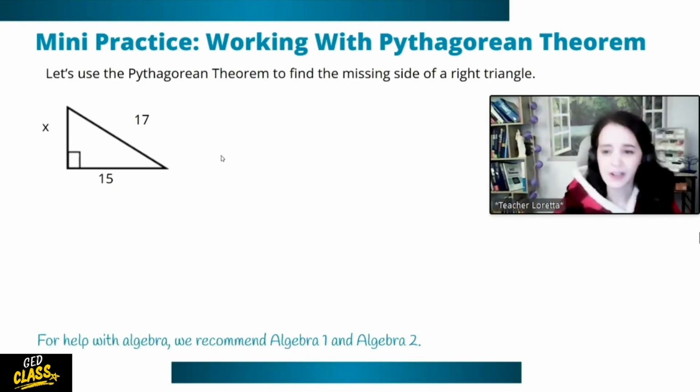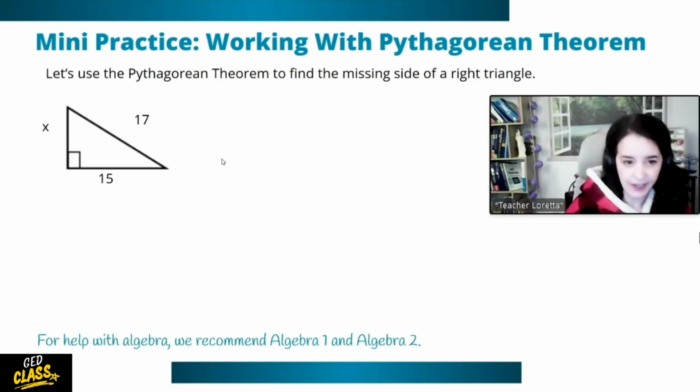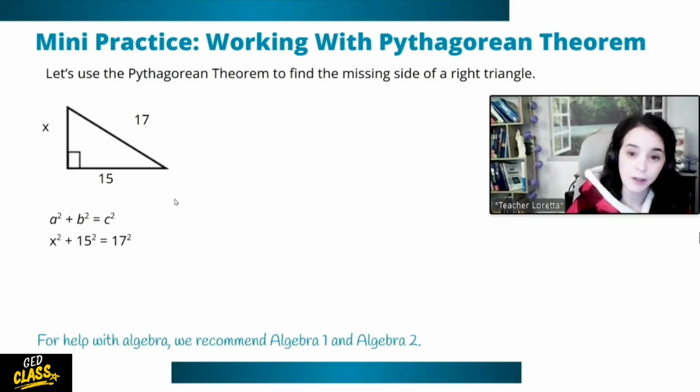Good, good. So we'll say a squared plus b squared equals c squared. We'll put the 17 in for the c and the x and the 15 for the other two numbers. Then we'll say x squared plus 15 squared is 17 squared. So we'll use our calculators to find out what 15 squared is and what 17 squared is. Now we know 17 squared is 289. We were just practicing with that. What's 15 squared, my friends? If you have a calculator handy, you can use it.